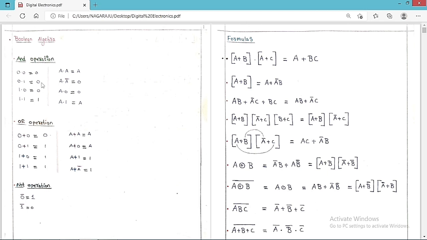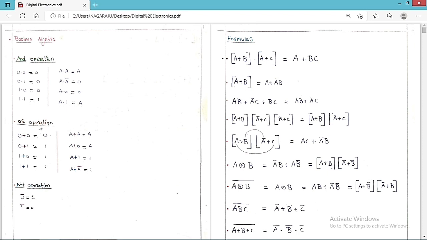Similarly here also, you can see everything clearly. So 0 dot 0 is equal to 0, 0 dot 1 is equal to 0, 1 dot 0 is equal to 0, and 1 dot 1 is equal to 1. A dot A is equal to A, A dot A bar is always equal to 0, A dot 0 is equal to 0, and A dot 1 is equal to A.